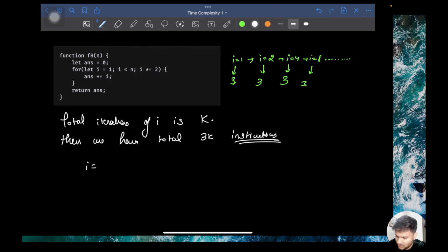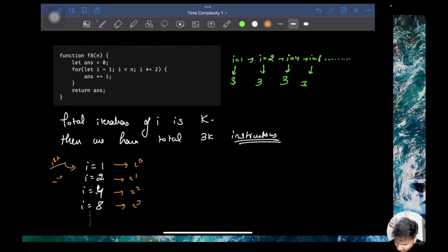In the first iteration, i is 1. In the second iteration, i is 2. In the third iteration, i is 4. In the fourth iteration, i is 8. So technically this is 2 raised to the power 0, 2 raised to the power 1, 2 raised to the power 2, 2 raised to the power 3, and so on. This is the first iteration, this is the second iteration. At last, there will be the kth iteration. At the kth iteration, i will be equal to 2 raised to the power k minus 1. See, in the first iteration, it is 1 minus 1.